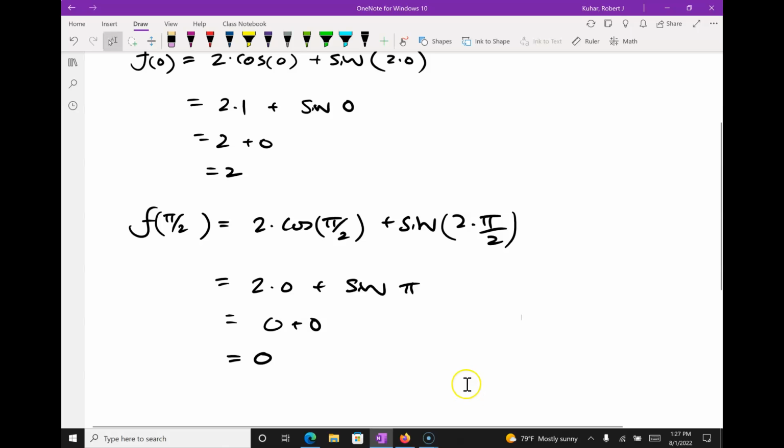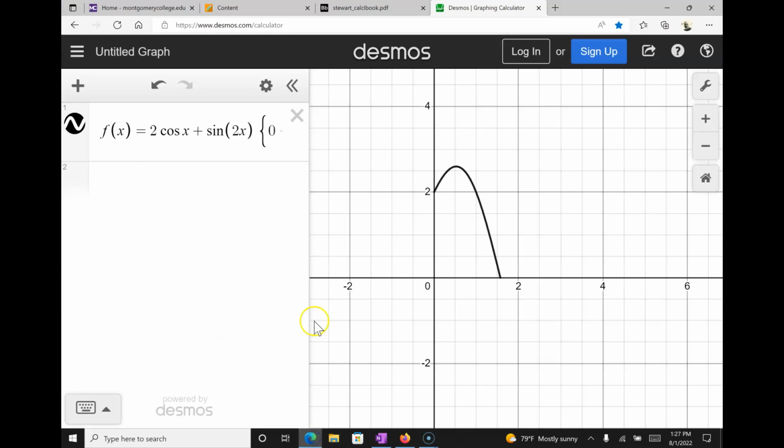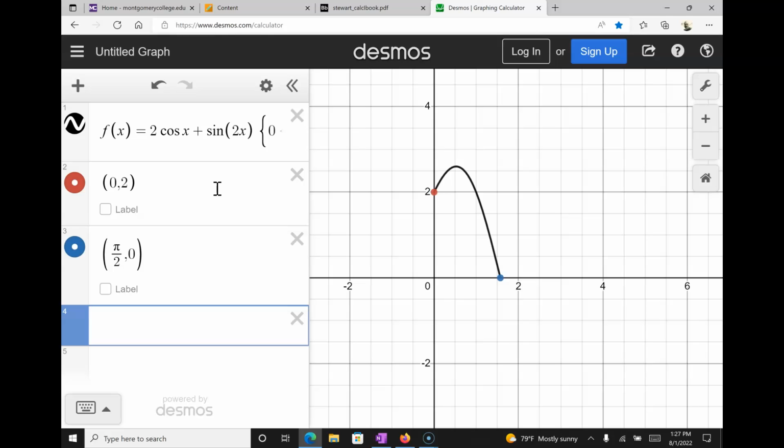I like at this point to plug the points into my graph. So I had 0, 2, and I had pi over 2, comma 0. Obvious from the graph, right? The blue point is the lowest point on my curve.